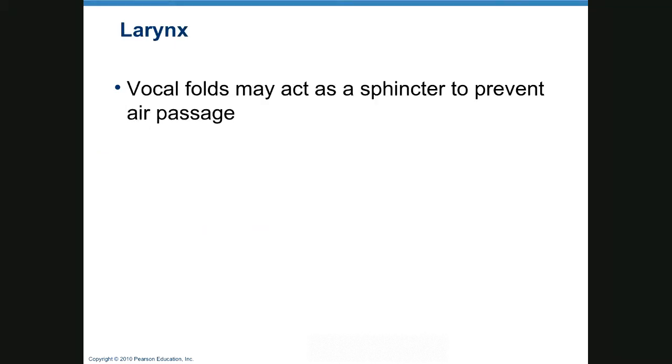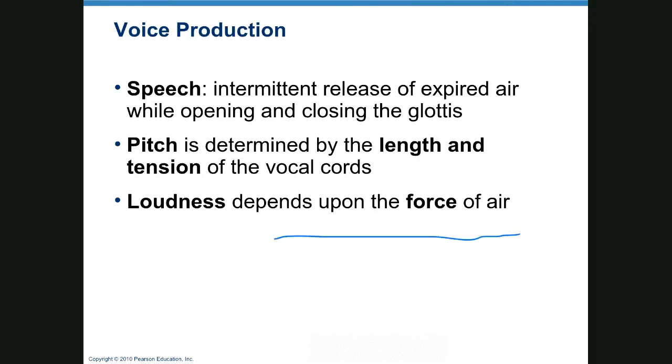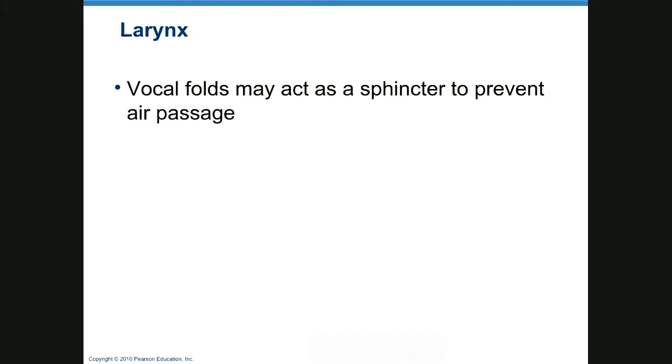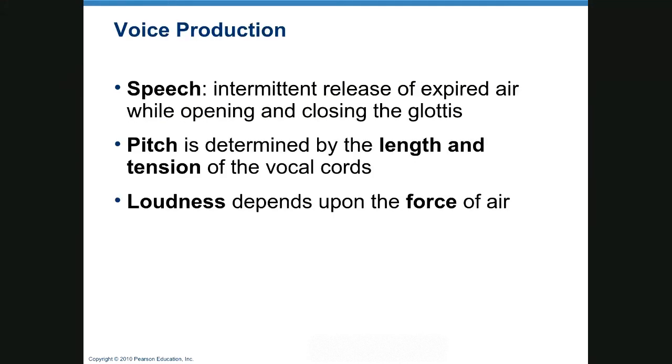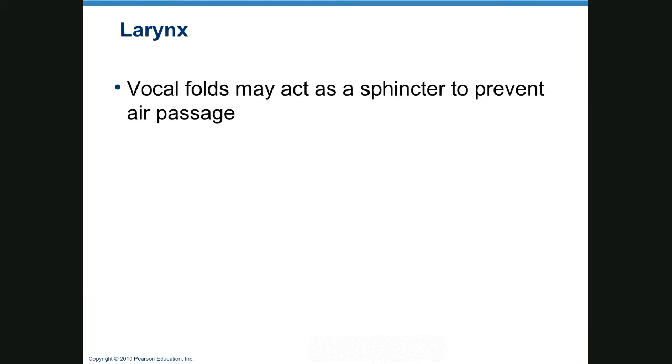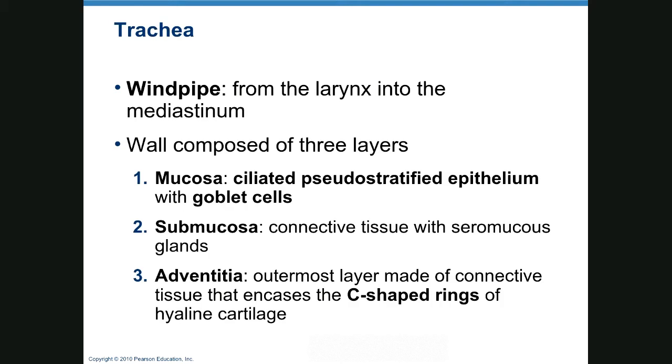Now, loudness, which I skipped there, depends on the force of the air, how much air you put across. If you don't put much air across, you just whisper. And if you put a lot, you yell. The larynx, the vocal folds, are both a sphincter to prevent air passage as well as the speaking vocal cords. The trachea is your windpipe, and it has 3 layers: the mucosal layer, ciliated pseudostratified epithelium with goblet cells.